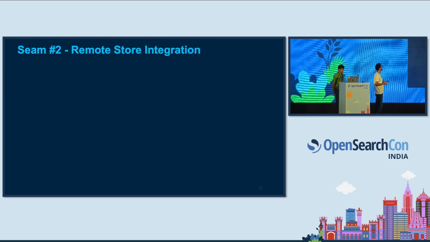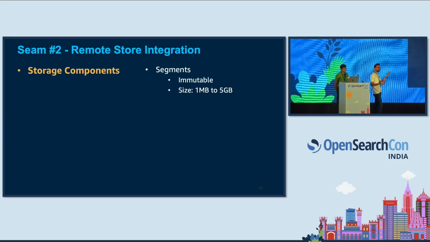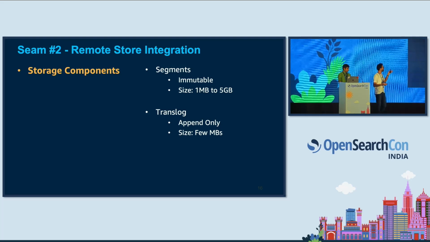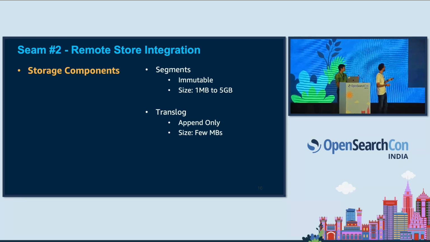right? So before going into the requirements of the remote store, let's understand what the different data storage components are that OpenSearch has. The first one is segments. These are immutable files. The size ranges from a few MBs to a few GBs. And the second one is translog. These are append-only files where the size ranges from a few KBs to a few MBs, right?